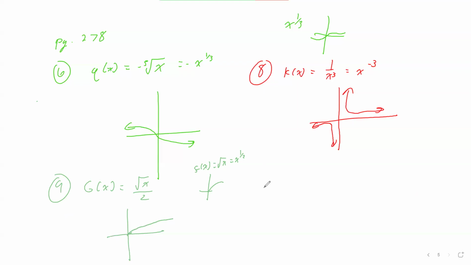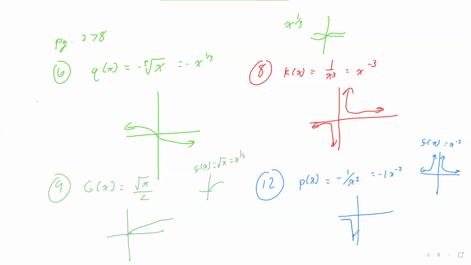Let's look at number 12. So number 12 is p of x equals negative 1x squared. This can be written as negative 1x to the negative 2. So that tells me the parent function is x to the negative 2. So a negative even one had the branches that were on the same side. And because it's a negative, I know that's going to flip across the x-axis. So this function will probably look something like this, right? In the ballpark range.